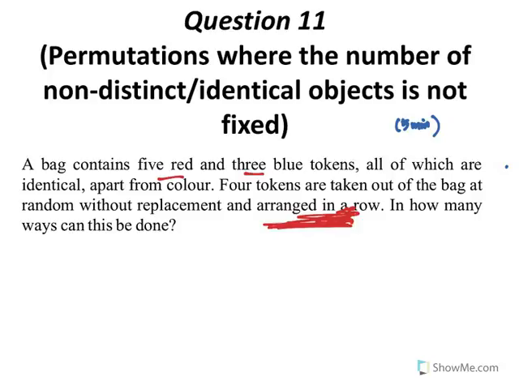4 red. How many ways to choose 4 red? It's like 4 factorial over 4 factorial, or actually just one way, right? How many ways can I choose 4 red? I can only choose 4 red one way. There's only one way, which is all 4 red.